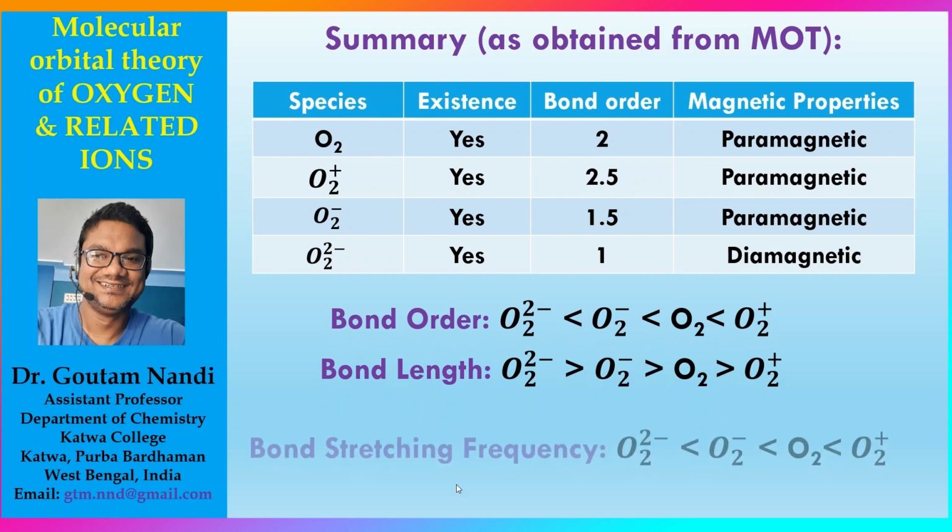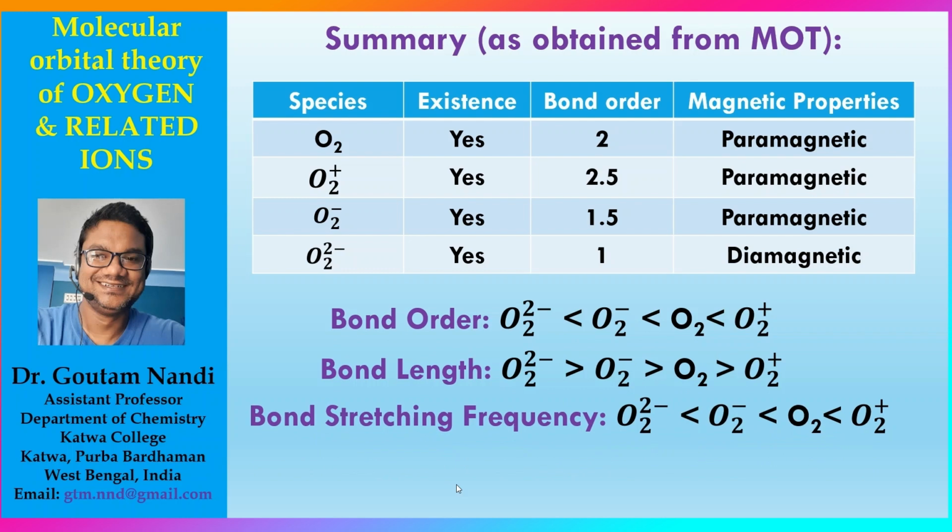So the bond stretching frequency will follow the order: O2 plus will have the highest value and O2 2 minus will have the lowest value. The bond stretching frequency or the IR stretching frequency gives an idea about the strength of the bond. The greater the order of the bond, the greater will be the stretching frequency.